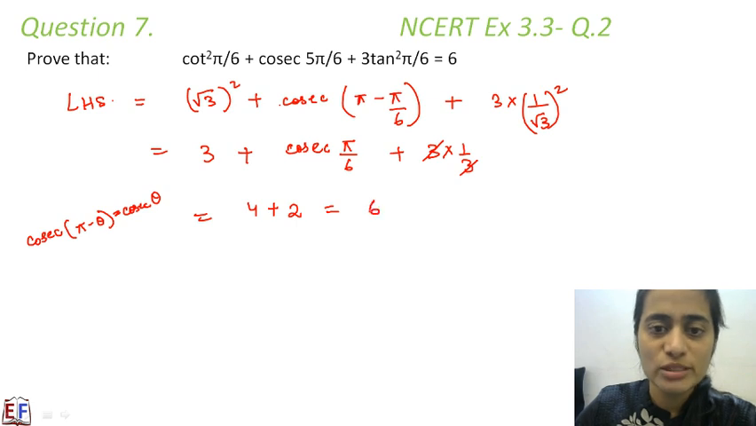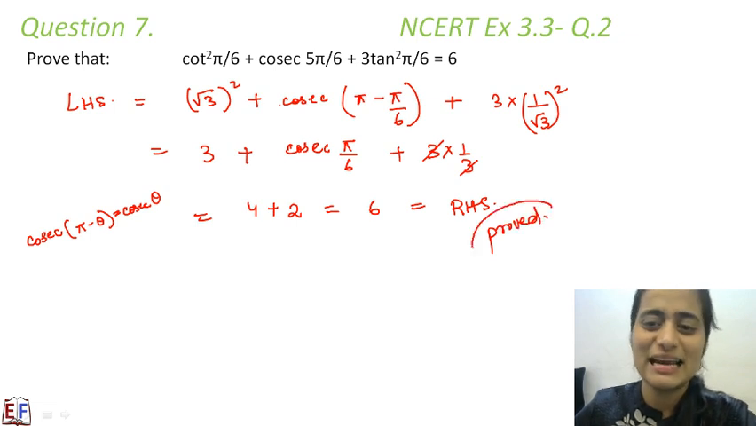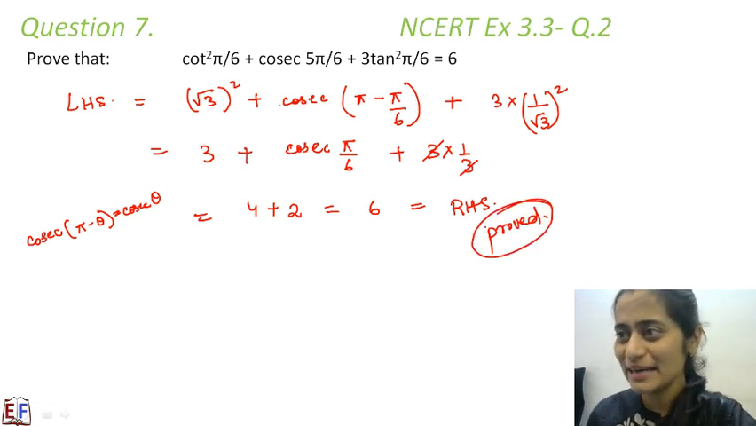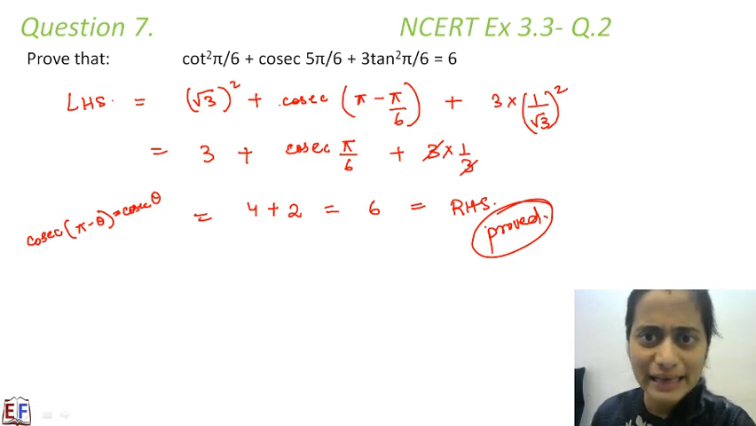So this is equal to 6. और हमारे right hand side पे भी 6 है. तो finally left hand side is equal to right hand side, and we proved it, right? So that was pretty simple, I guess.